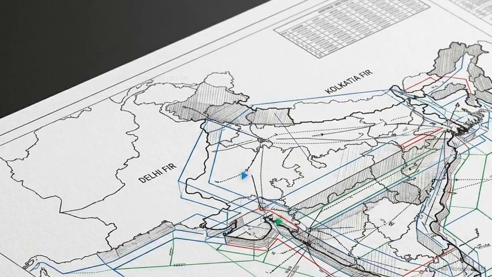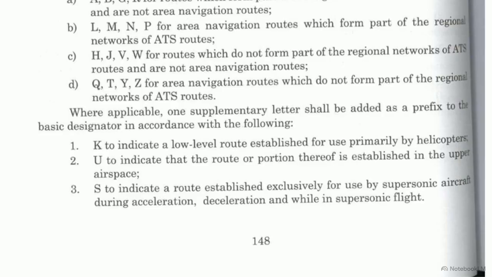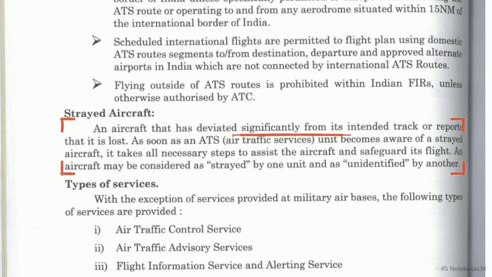Tying this entire system together are ATS route designators. These predetermined tracks weave through FIRs, classes, and control zones, ensuring predictable, separated flight paths. Routes use supplementary prefixes to define their specific nature. For instance, the prefix K dictates a low-level route, primarily for helicopters, while U indicates a route established exclusively in the upper airspace. Deviate significantly from these assigned routes without clearance, and you legally become a strayed aircraft. ATC will immediately intervene to safeguard the flight, treating it as a critical regulatory breach.